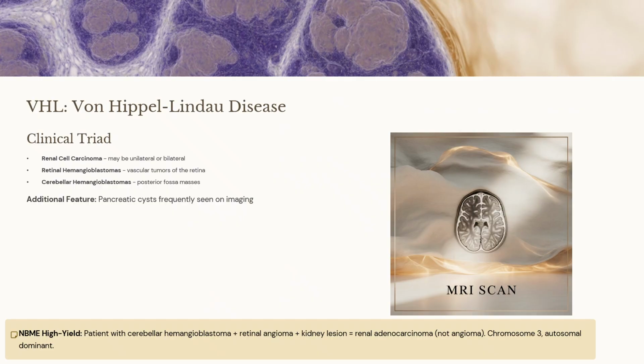Von Hippel-Lindau disease. From hemangioblastomas to kidney tumors, von Hippel-Lindau shows how one gene can disrupt multiple systems. The clinical triad is retinal and cerebellar hemangioblastoma, and additionally renal cell carcinoma, which can be unilateral or bilateral. This is the only condition where pancreatic cysts can be frequently seen.